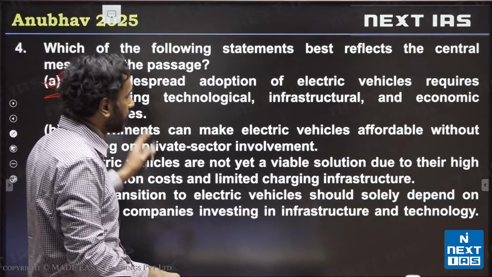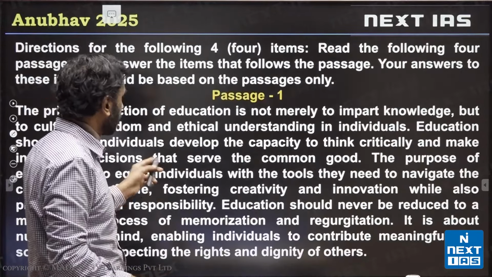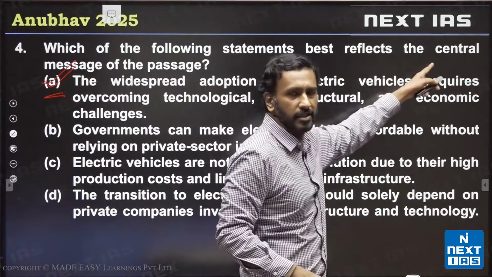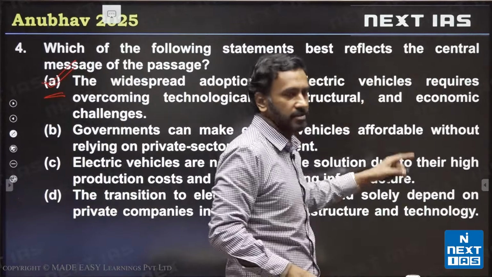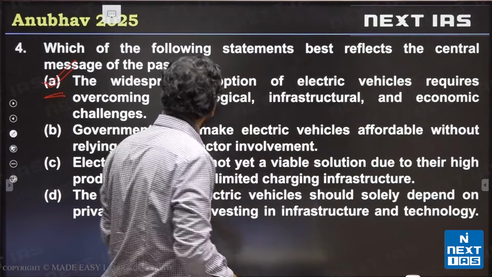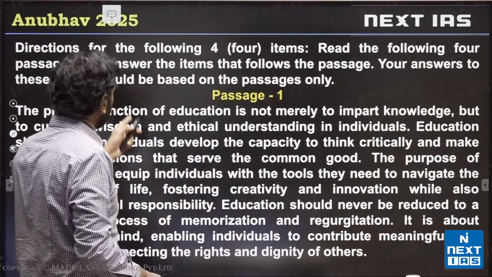Alright, this was a little tricky question for students. I would categorize that as moderate. Question type is easy. Central message is an easy question type. Since A and C were a little confusing, there was no ideal option. I would say this is a moderate level question. A is the right answer. Alright, let's look at the next set.